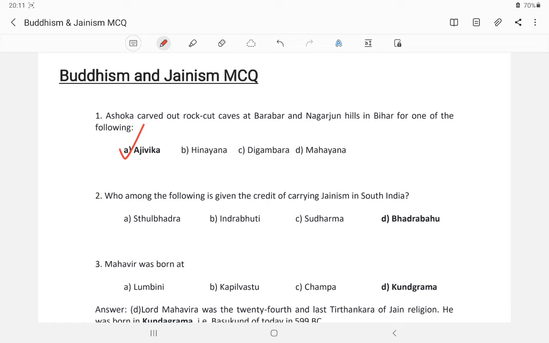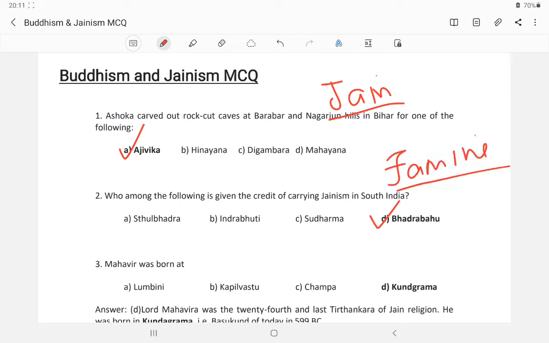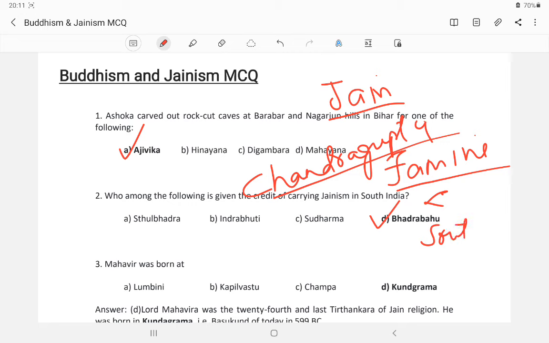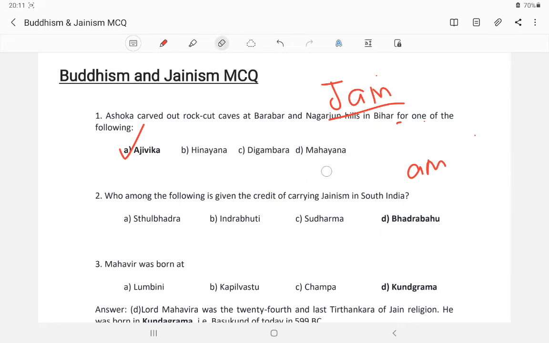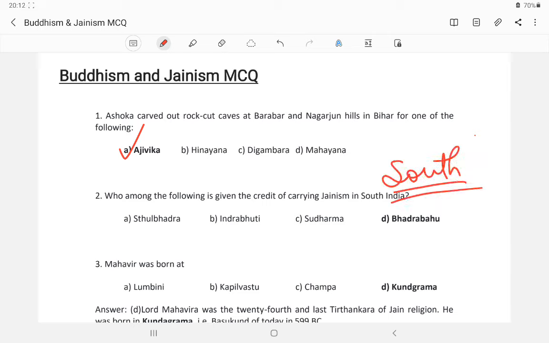Which of the following is credited for carrying Jainism to the south? Bhadrabahu. The story is that there was a famine during the time of Chandragupta Maurya, ruler of the Mauryan dynasty. A Jain monk led Jain monks from North India to South India, to Karnataka. It is believed that Chandragupta Maurya also went south and died in Karnataka. So Bhadrabahu spread Jainism in the south, and he was Chandragupta Maurya's teacher. So the answer is Bhadrabahu.